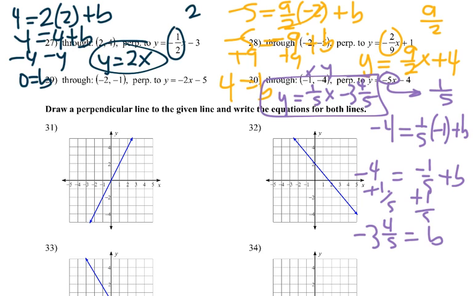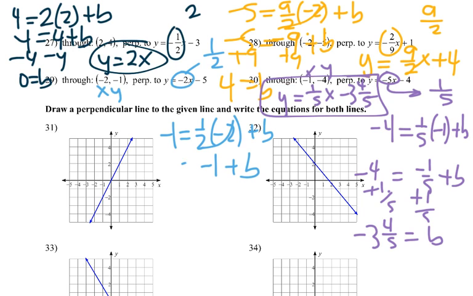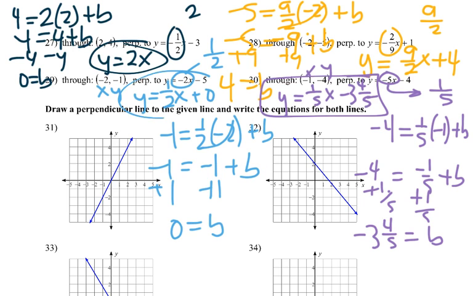Okay, 29, an x and a y. Slope of negative 2 would turn into positive 1/2. So negative 1 equals 1/2 times negative 2 plus b. The 2's cancel, negative 1 plus b equals negative 1. Add 1, 0 equals b. So y equals 1/2 x plus 0 would be our equation. And that's how we do all those ones.